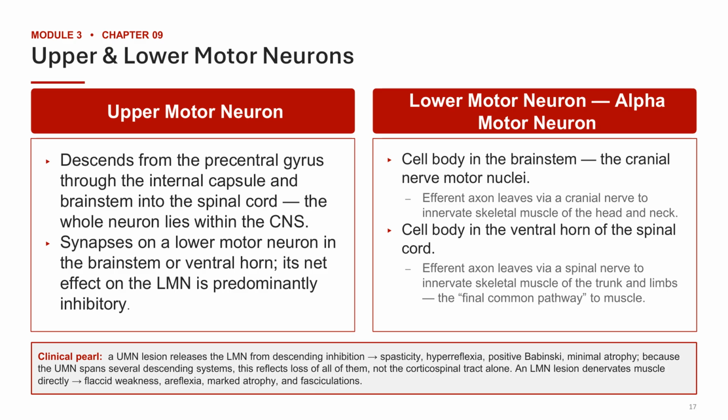A UMN lesion releases the lower motor neuron from inhibition: spasticity, hyperreflexia, positive Babinski, minimal atrophy. And remember, that reflects loss of all the descending systems, not the corticospinal tract alone. An LMN lesion denervates the muscle outright: flaccid weakness, areflexia, marked atrophy, and fasciculations.